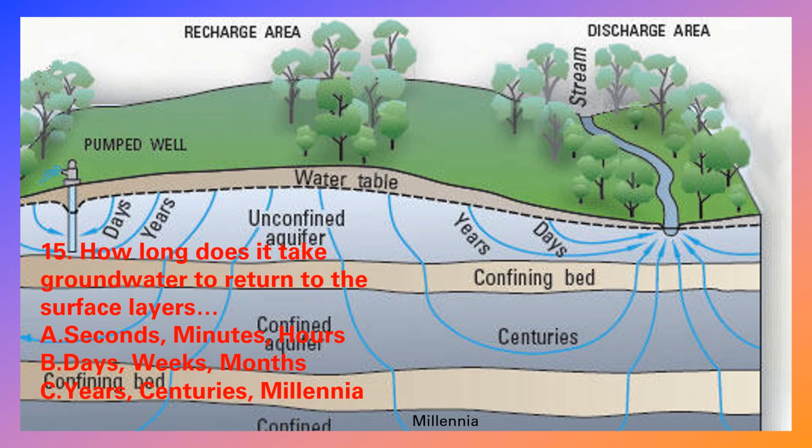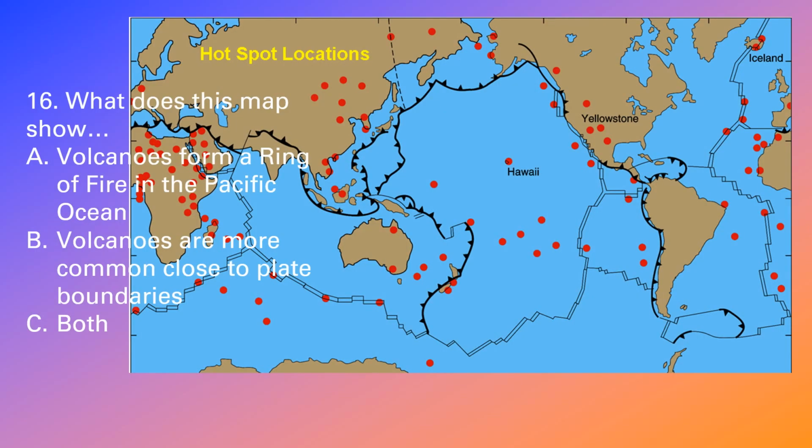Number 16. What does this map show? A. Volcanoes form a ring of fire in the Pacific Ocean. B. Volcanoes are more common close to plate boundaries. Or C. Both.